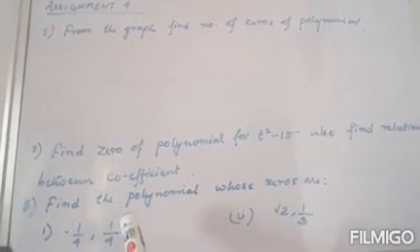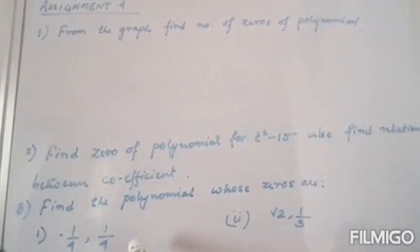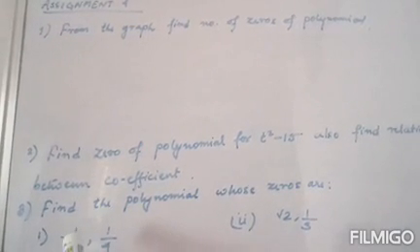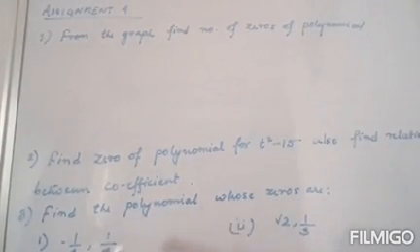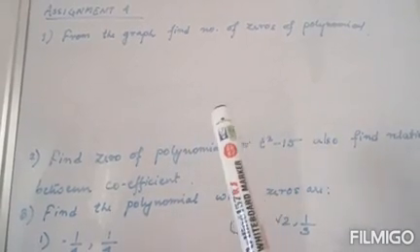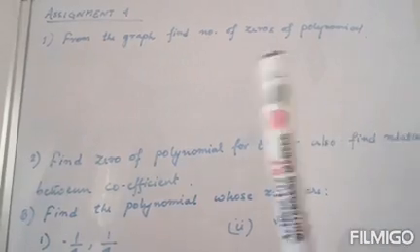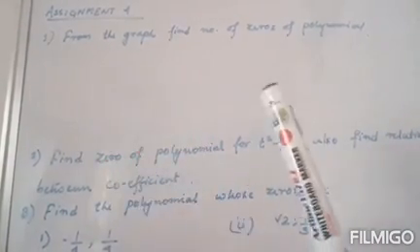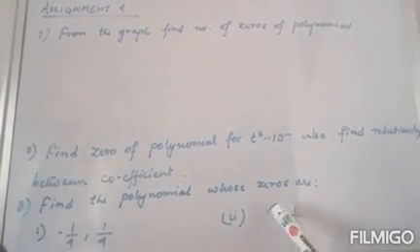Third one, find the polynomial whose zeros are minus 1 by 4 and 1 by 4. Two zeros of the polynomial are given, and you need to find the polynomial. How will you find it? We will consider alpha and beta as the two zeros of the polynomial. First you will find the sum, then you will find the product, and you will use the generalized equation and substitute in place. Same thing you will be doing with this also.